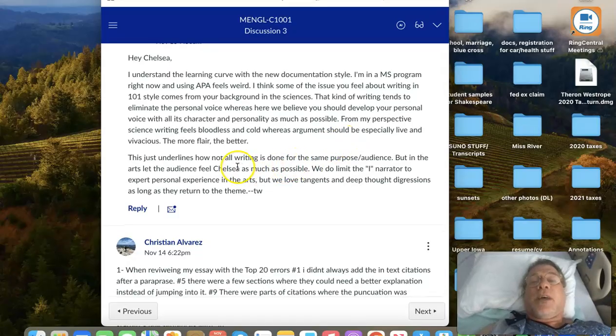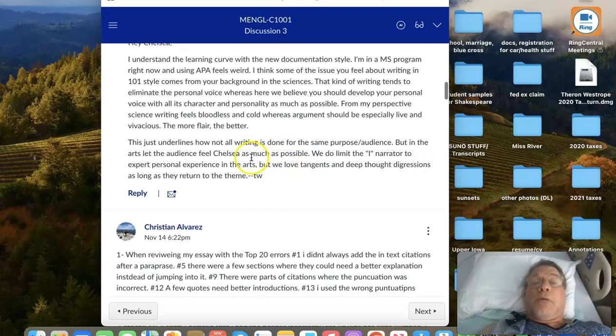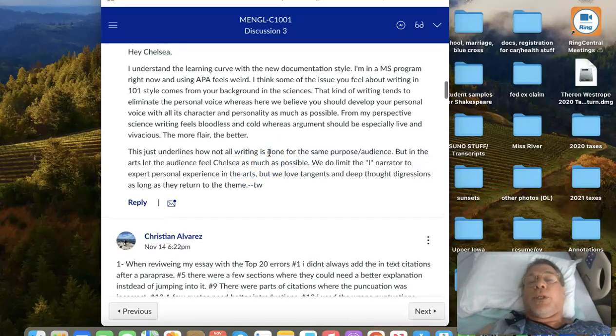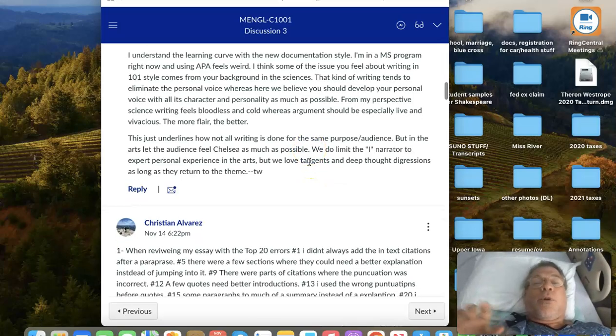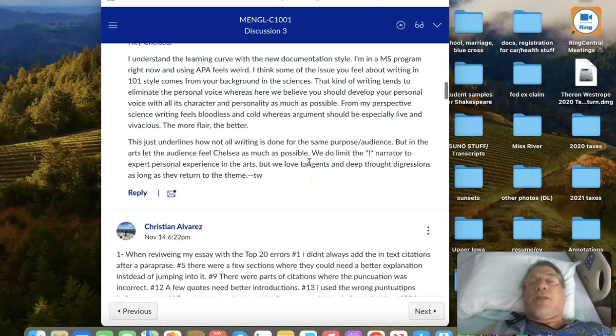This just underlines how not all writing is done for the same purpose or audience. In the arts, well, let the audience feel Chelsea as much as possible, or as much as you. We want to see boldness here. We do limit the I narrator. You're only supposed to use it when you give expert experience in the art. But we'd love for you to kind of take it in a new direction, go off on a tangent, and bring it back. And as long as you bring it back to the theme with all that wondering you do on the page, that's fine.